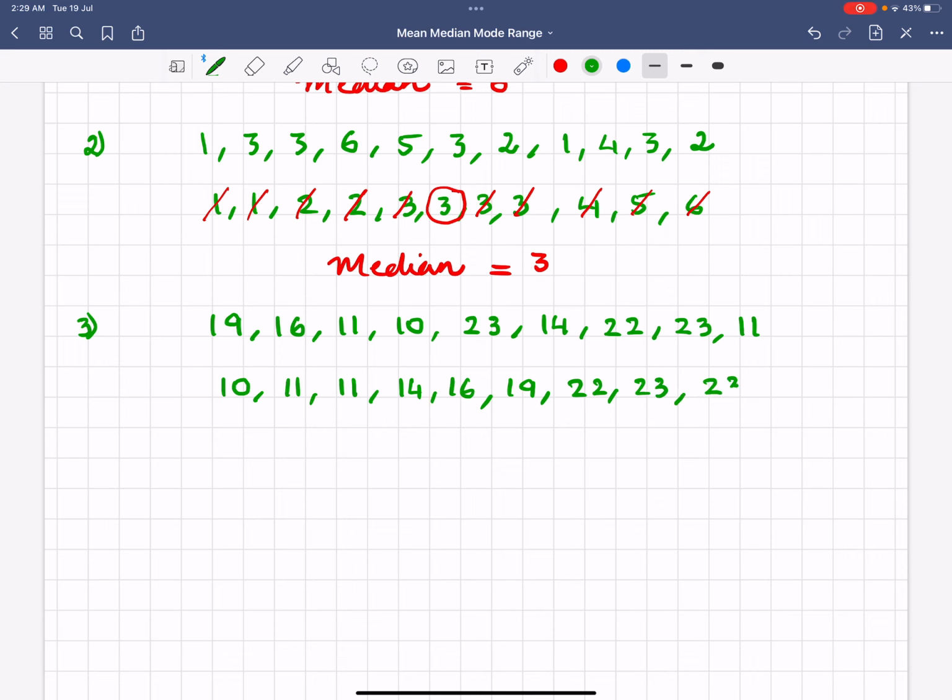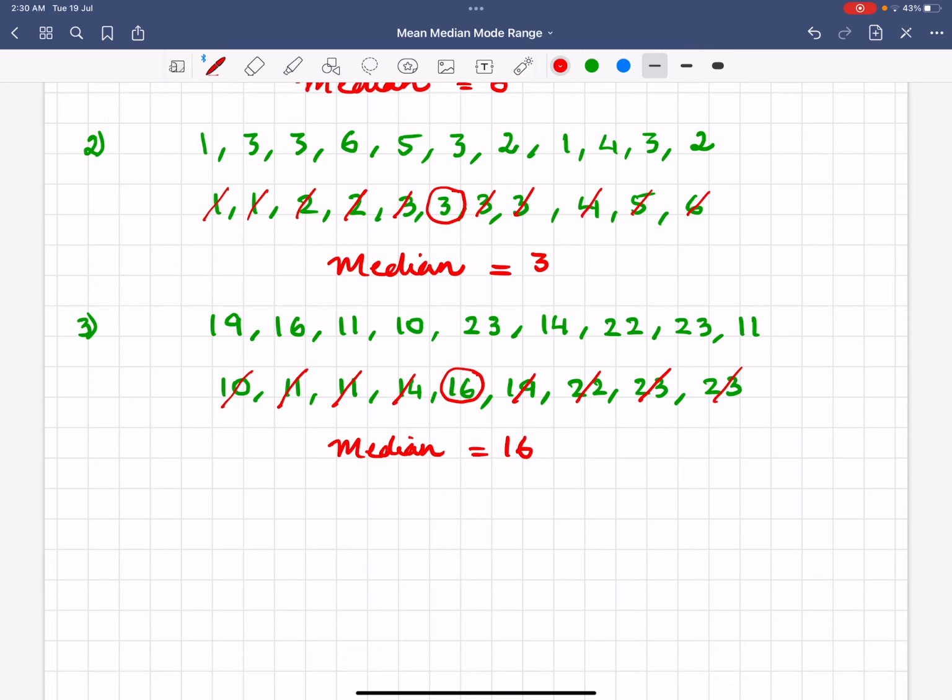and 23. So let's count 1, 2, 3, 4, 5, 6, 7, 8, 9. Yeah, that's to just check out if I have missed out on any number. Now I'm going to cross out numbers from both the ends. 1, 1, 2, 2, 3, 3, 4, 4. The number which is left in the middle is the number 16. Therefore, the median is equal to 16.